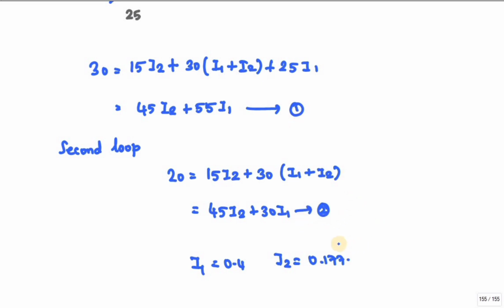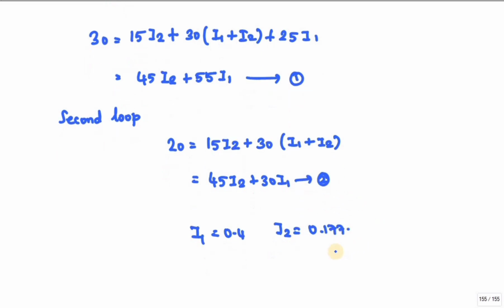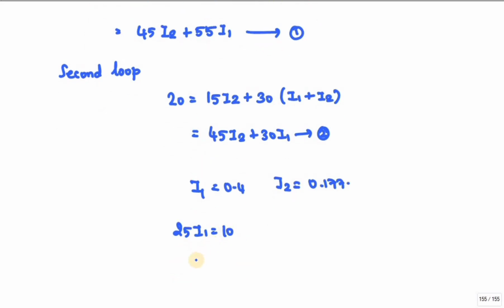If you see the first and second equation, 45 I2 cancelled out. So 55 I1 minus 30 I1 is 25 I1, that is equal to 10. So I1 is equal to 2 divided by 5, that is nothing but 0.4, right? If we substitute that I1 value in either equation 1 or 2, I can get the value of I2.